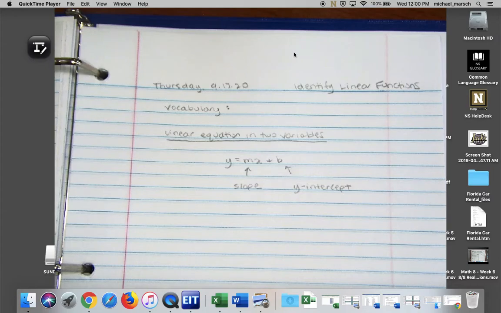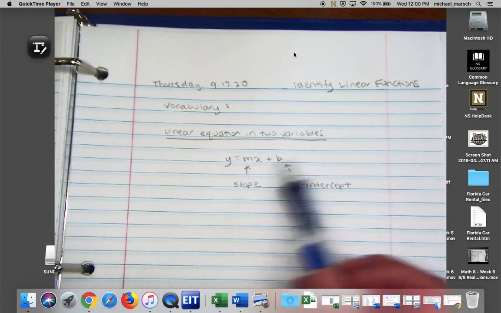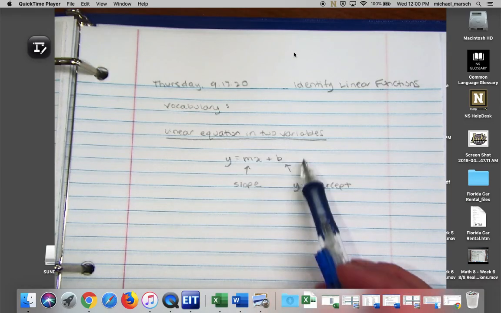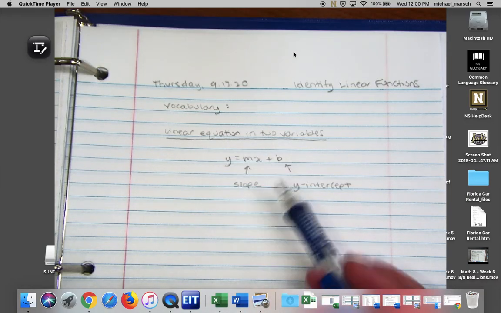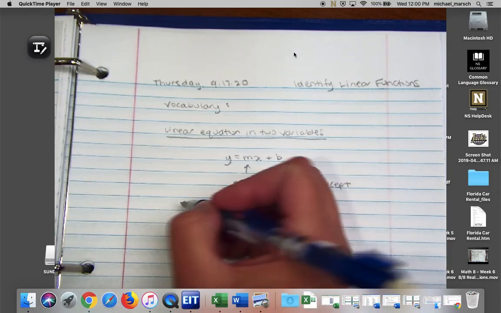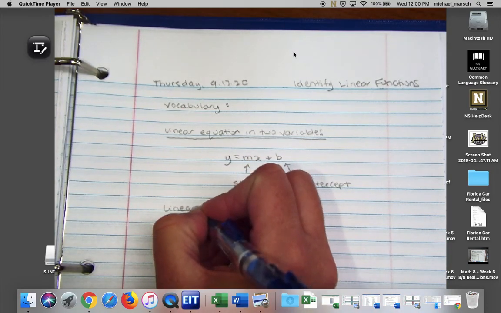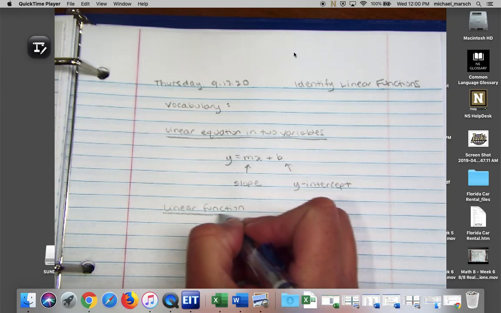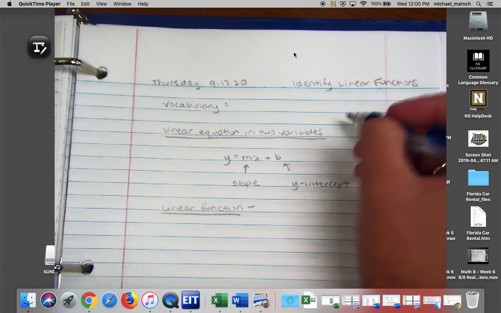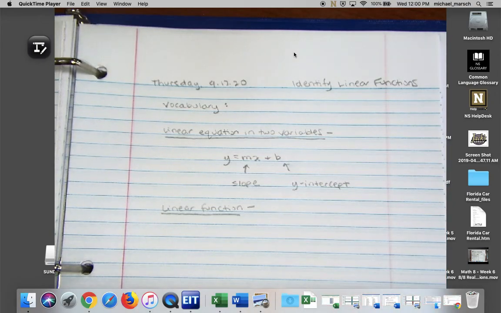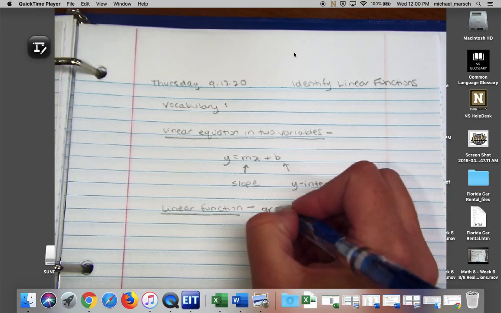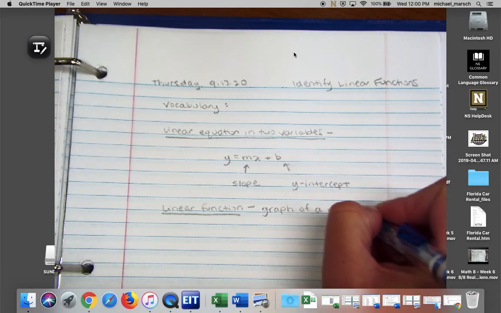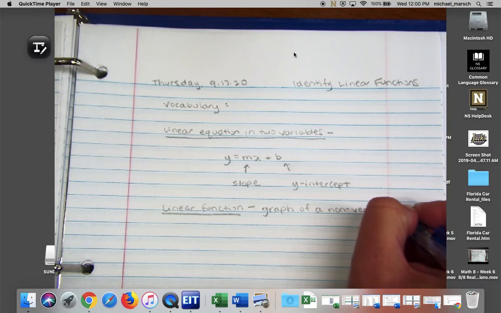Okay. So we've got this linear equation in two variables, so we're going to be focusing a lot on this situation, this y equals mx plus b, over and over and over again. We also need the definition of a linear function because we're going to be identifying them. And this is the graph of a non-vertical line.